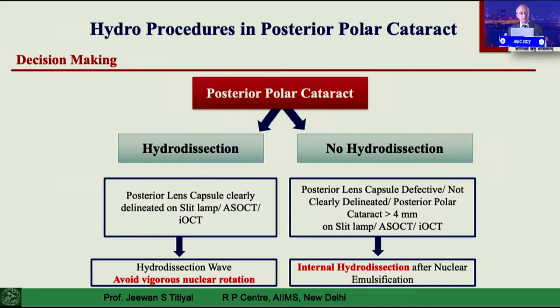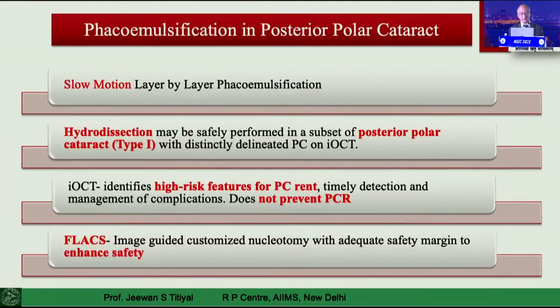Just to summarize, which are those cases where you can do hydrodissection? Because classically we say only delineation. But if you can delineate the entire posterior capsule with your anterior segment OCT or iOCT microscope, you can do hydrodissection. Surgery becomes simpler, faster, and with fewer complications. But if you have a cataract where the posterior polar disc is larger than 4 millimeter, the nucleus is harder, and the anterior segment OCT cannot assess the posterior pole clearly, then you should not do hydrodissection at all. If you go by this, you have very few chances of a complication happening in these cases.